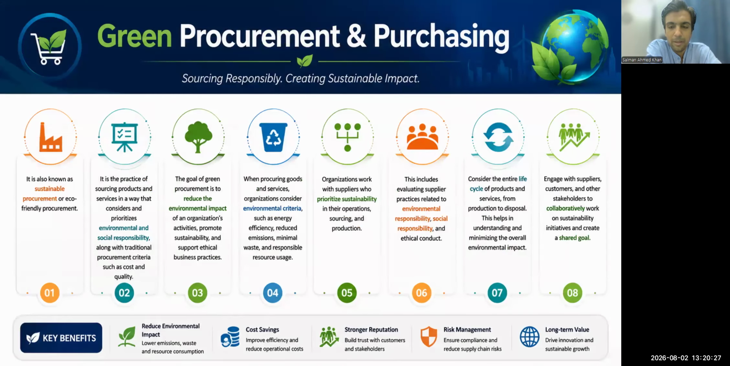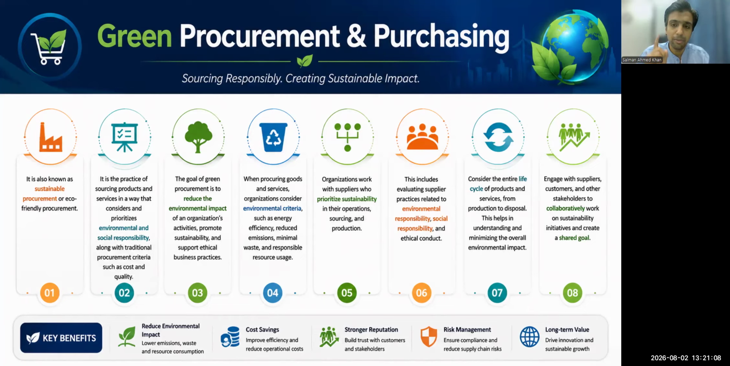Now, coming to each green procurement and purchasing slide to elaborate in more detail, green procurement is about procuring goods and services for the organization, considering environmental areas such as energy efficiency, reduced emissions, minimal waste, and responsible resource use. Organizations working towards green procurement under the banner of green supply chain practices work with suppliers who prioritize sustainability in their operation, sourcing, and production.